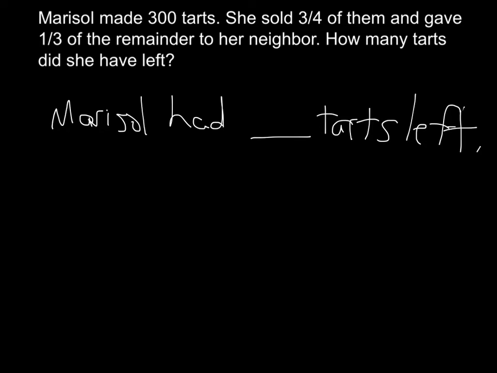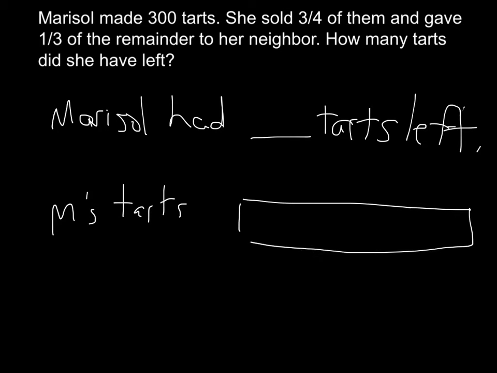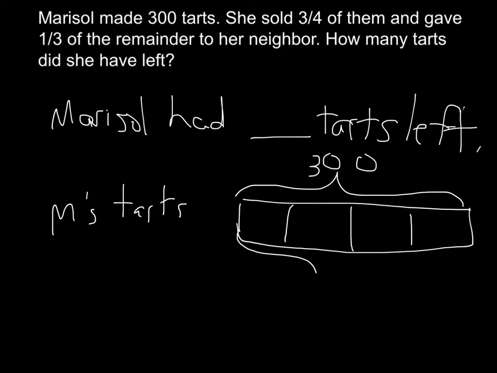Okay, so this is about Marisol's tarts. She made 300 and she sold 3/4. So I'm going to divide in fourths and say sold. And then she gave 1/3 of the remainder to her neighbor.